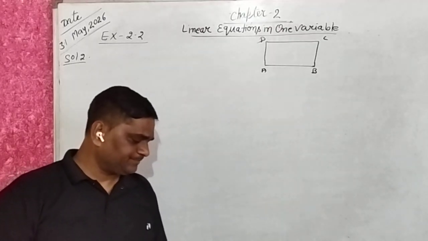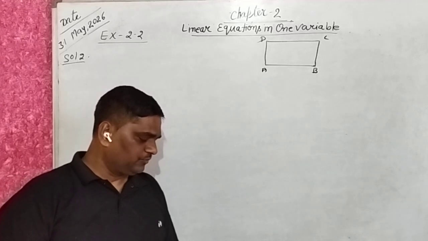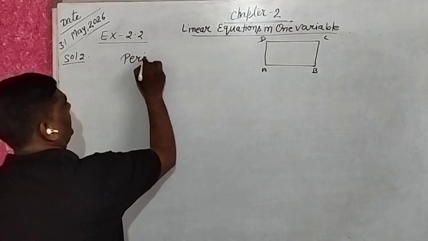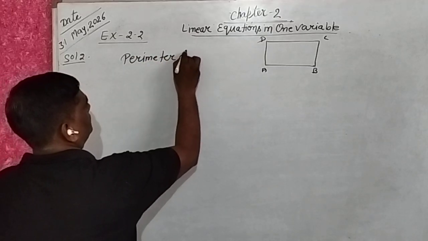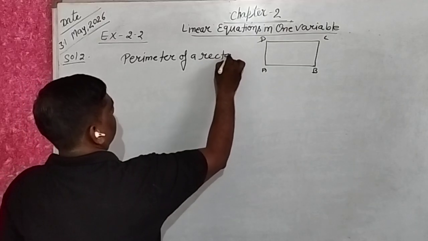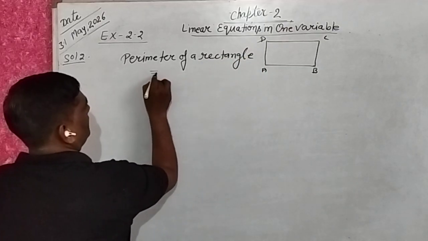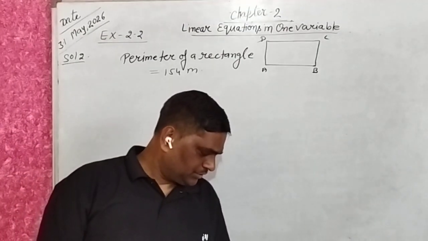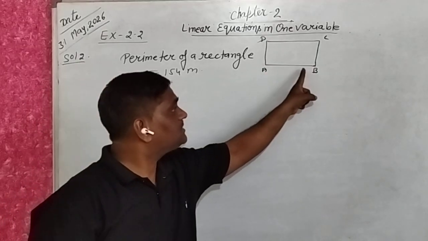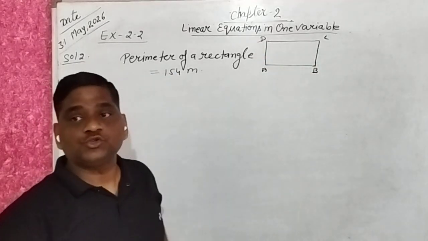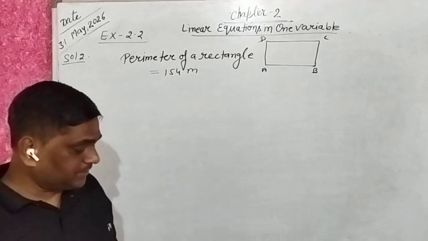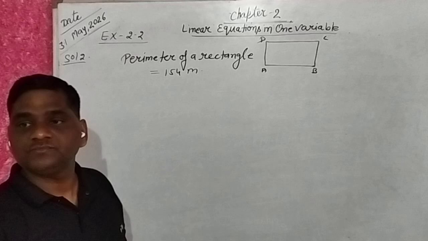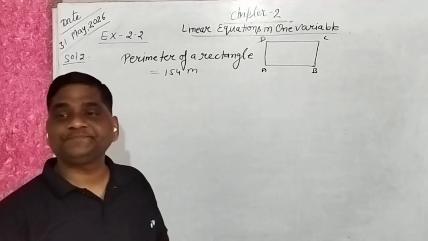The perimeter of a rectangular swimming pool is 154 meters. You have been given the perimeter of a rectangle, 154 meters, and its length and width. Its length is 2 meters more than twice its breadth. What is the breadth?